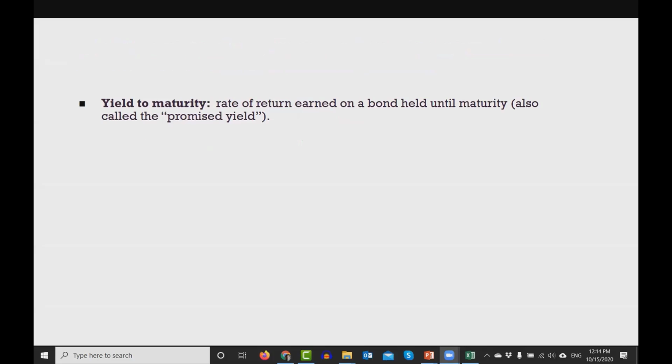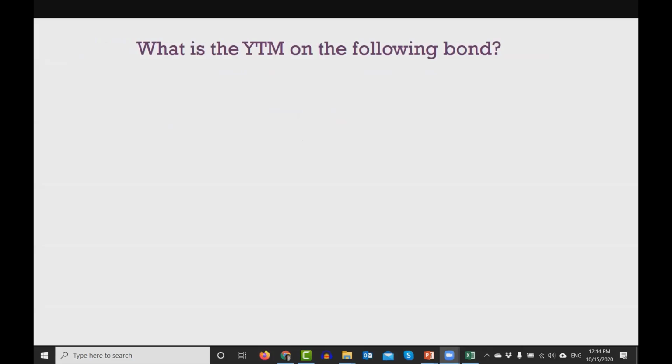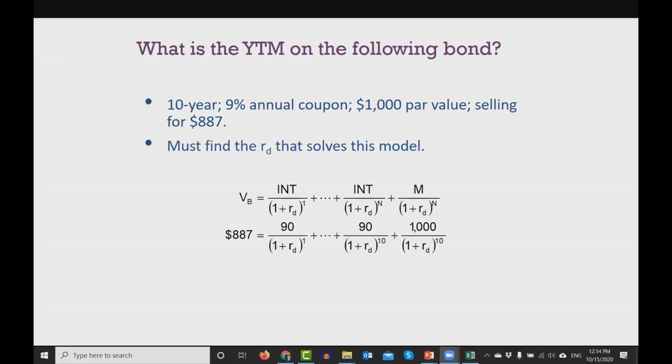The yield to maturity is the rate of return on a bond held until maturity. It's basically the return the holder is making on the bond. Let's take a look at this question, which might clarify yield to maturity. There's a 10-year bond, 9% annual coupon, $1,000 par value, selling for $887. Let's first define the timeline and put everything here. So it's a 10-year bond, 0, 1, 2, 3, 4, 5, 10. And its par value is $1,000.